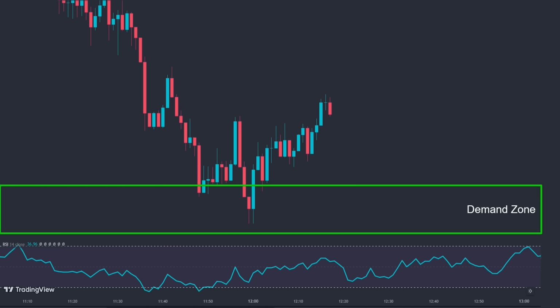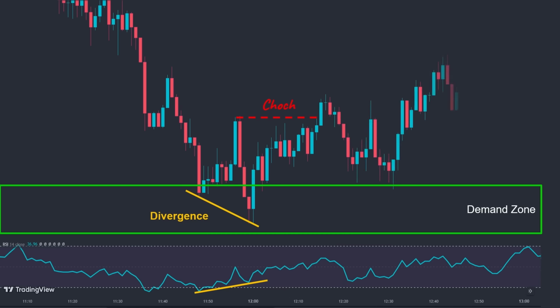If we apply the RSI indicator to the chart, we can see that we have a bullish divergence as the price made a lower low, but the indicator has made a higher low. So this represents the first sign of a possible reversal. This signal later confirms with a change of character, showing that the buyers have taken control. The short-term downtrend is over, and the price can continue pushing higher in the direction of the higher time frame.